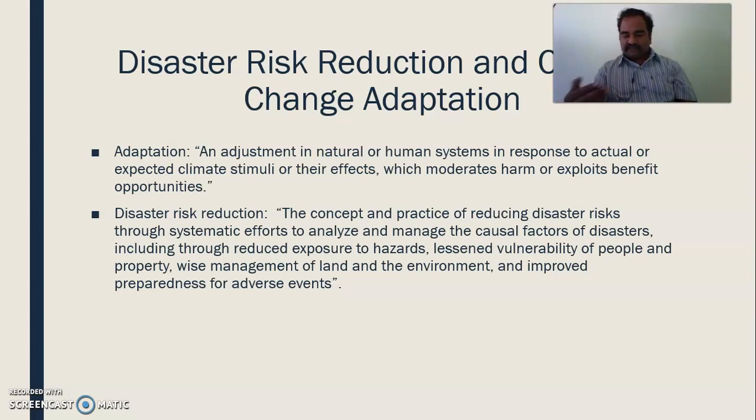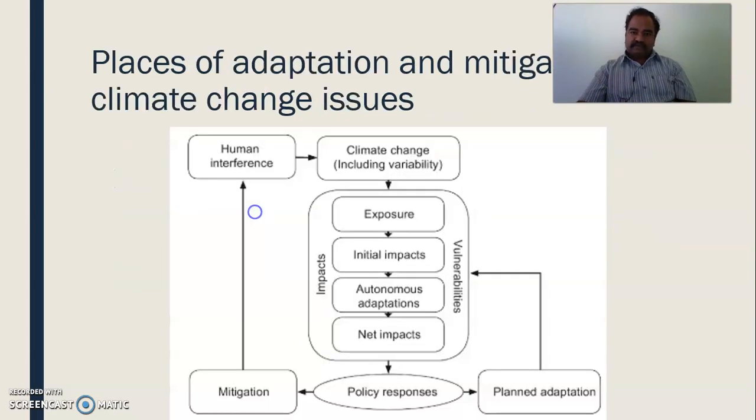One, we are supposed to adapt to that. Number two, we are supposed to move away from that. Not just moving away or running away from that, we are supposed to try to minimize it. So how do we define disaster risk reduction and adaptation? These are the two definitions particular to this. You can go through these definitions, and this is the simple picture of what we can do.